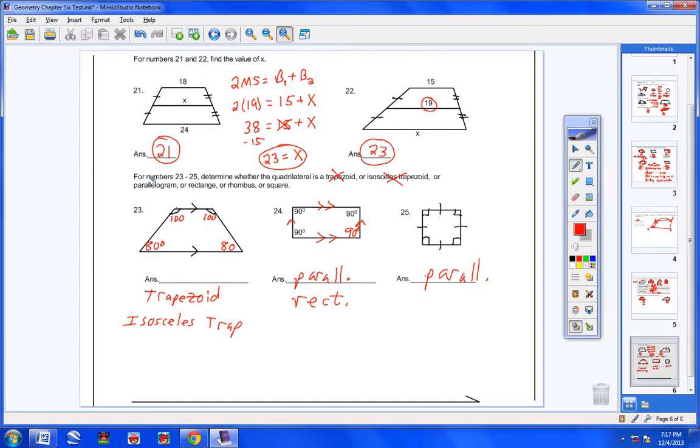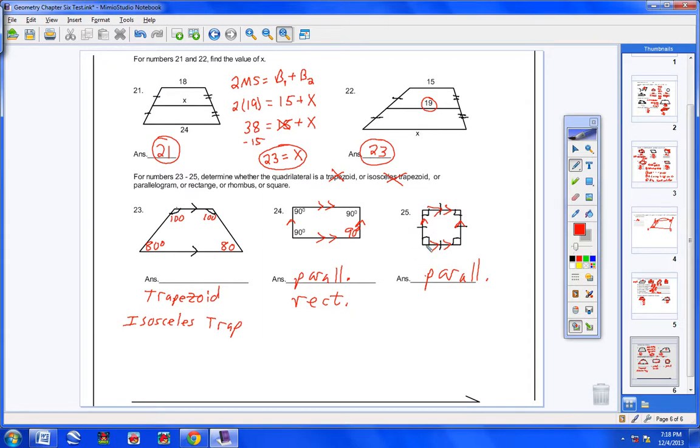Now, if I have a parallelogram, that means this side here is parallel to this side here, and this side here is parallel to this side here. So coming back up here, I know that I cannot have a trapezoid or an isosceles trapezoid, because the definition of a trapezoid is a quadrilateral that has only one set of parallel sides. Only one set of parallel sides. And here we have two sets of parallel sides. So we know for sure that this is not a trapezoid or an isosceles trapezoid.